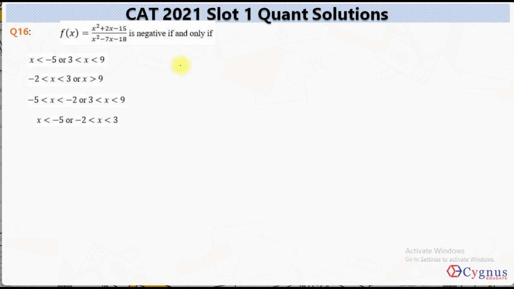Let's see this. The fraction (x square plus 2x minus 15) divided by (x square minus 7x minus 18) is negative. That means it should be less than 0. How do we solve it? Let's multiply both the sides by (x square minus 7x minus 18) whole square. I can multiply both the sides by a positive value because this is a perfect square. This is not going to change the sign of the expression, so we multiplied by the square.